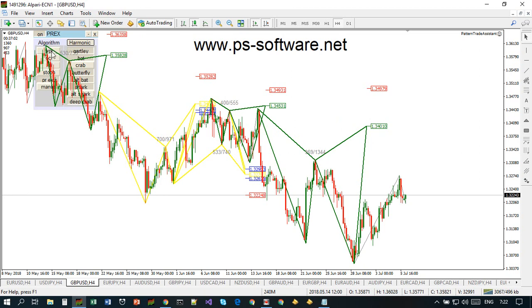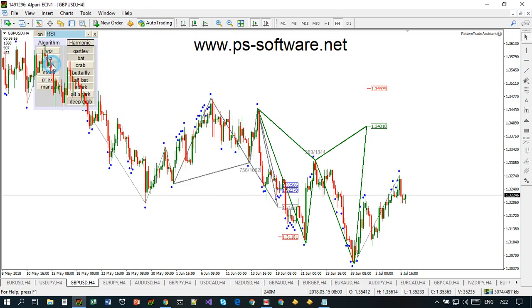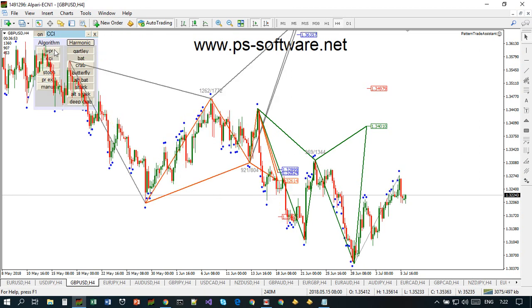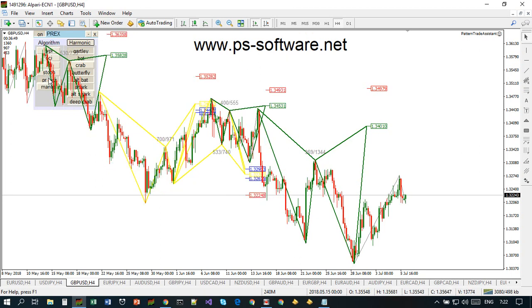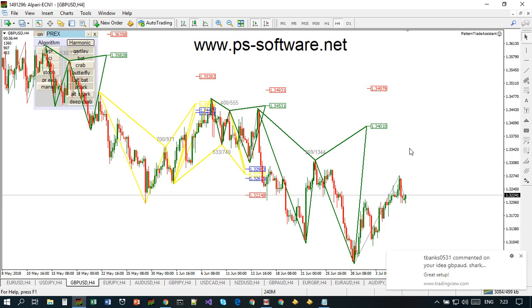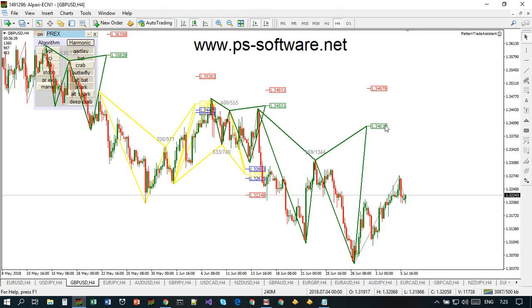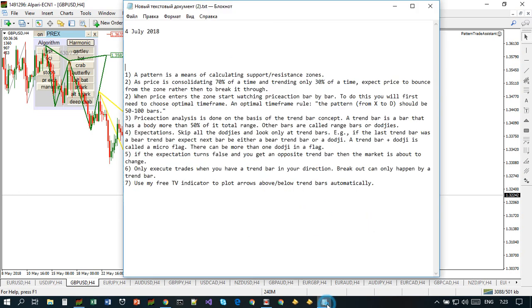I coded most popular algorithms and added them to this graphic interface, so you can simply switch between these algorithms to see how other people look at the market, how other traders look at the market. So this pattern is pretty obvious. Expect this to bounce when it reaches the reversal zone. Okay, so it is pound dollar 4 hour, and let me add it to my list. GBP USD 4 hour shark, and I will mark it 5 of 5 because 5 algorithms see the same pattern.